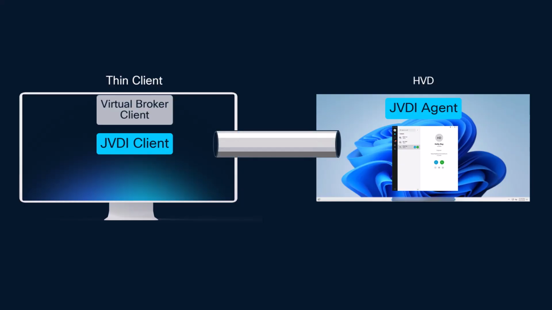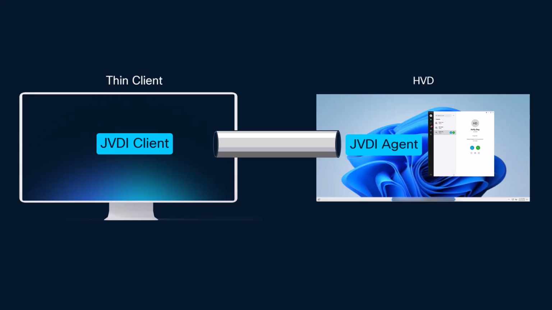The virtual channel is formed when the virtual broker client securely connects to the HVD. This process is in no way dependent on JVDI or any Cisco service. The virtual channel will always be formed by the virtualization vendor software that is in use. So we can think of this virtual channel like a conduit or a pipe that is formed between the thin client and the HVD. When the JVDI processes are launched on the thin client and the HVD machine, they use the virtual channel to communicate with each other and set up streams.